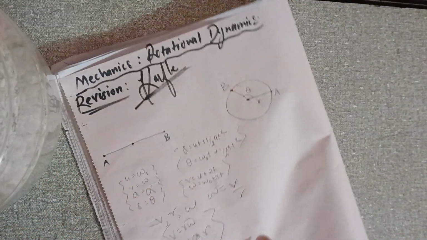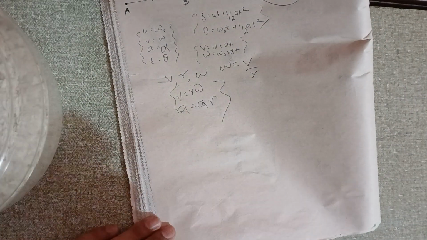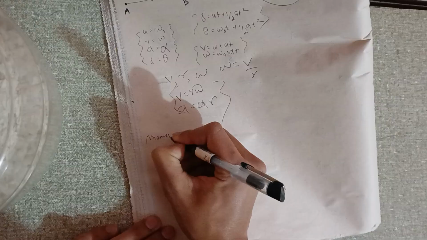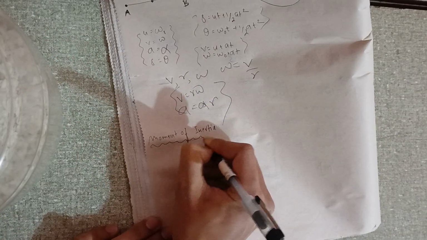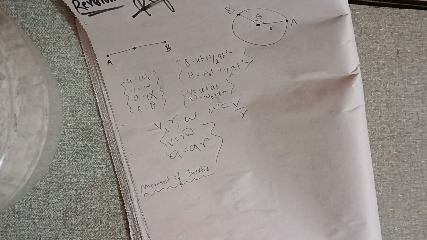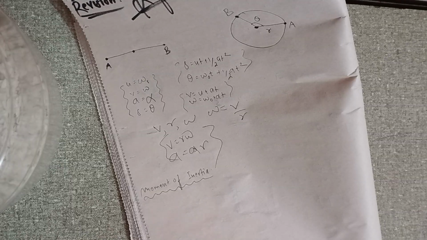Now we're moving on to another section, moment of inertia. So what is moment of inertia? Moment of inertia is basically friction. It is a completely illogical argument, but you can remember it that way. In linear motion, the equivalent of moment of inertia is friction, but mathematically it does not hold good.